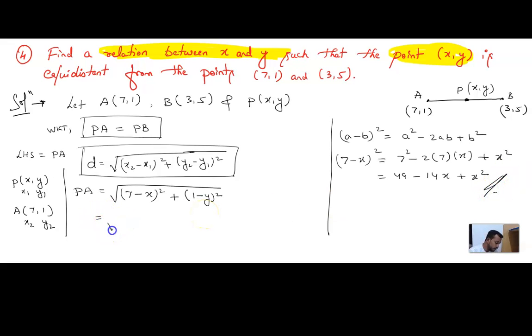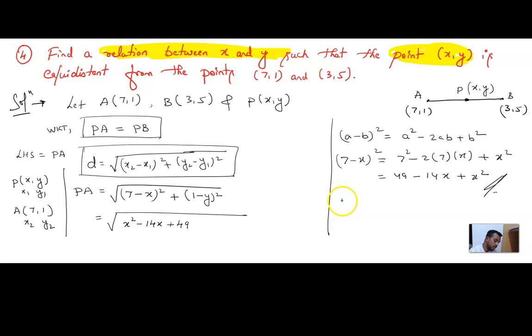So shall we substitute that? Let me write in standard form. First second degree, that is x square, then first degree, that is minus 14x, then constant, that is plus 49. So this is the value of (7 minus x) whole square.